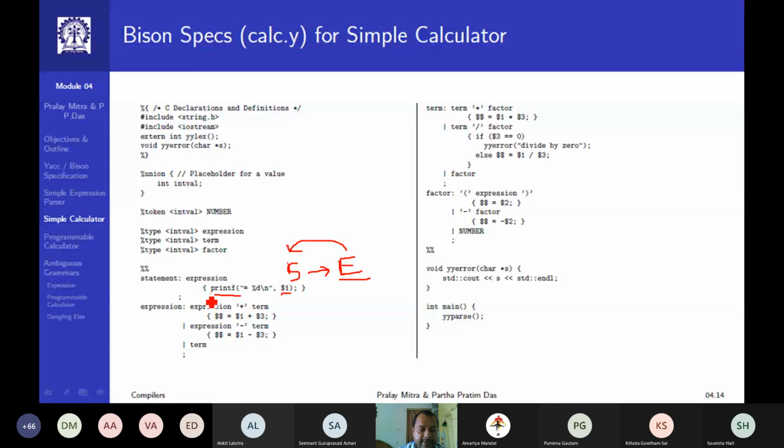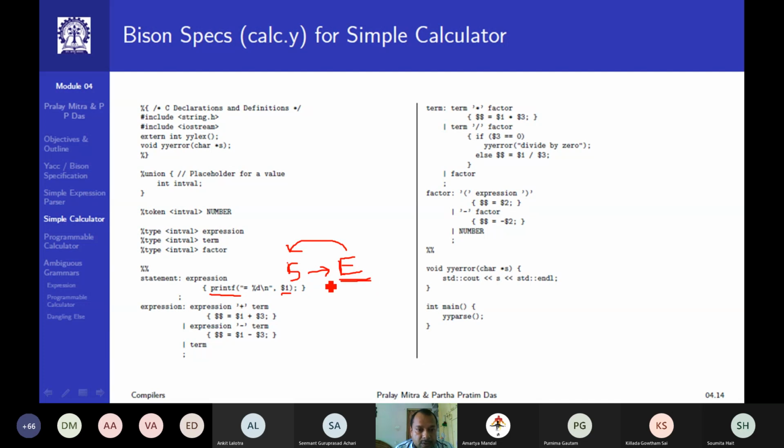Now you see where I am attaching that one and what is my syntax. Initially it was statement colon expression semicolon. Now I am doing after expression, within opening and closing brace, a printf statement, and which one am I printing? $1. Why $1? Because on the right hand side it is only E, so only one terminal or non-terminal is present, so I am printing that as $1.